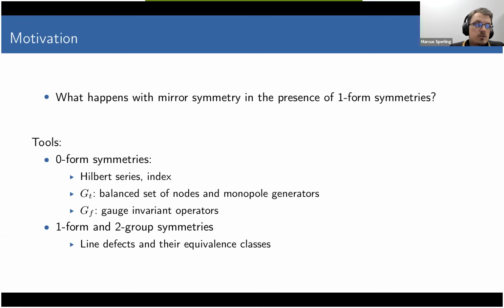For the generalized symmetries, so one-form and two-group symmetries, there's a host of techniques that has been developed over the last couple of years, or very recently actually. And here we're going to use a rather physical perspective, which is that we're going to use line defects and their equivalence classes in order to get an understanding of what the corresponding symmetries are.